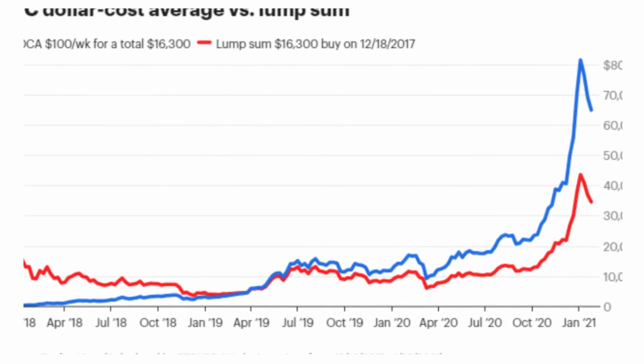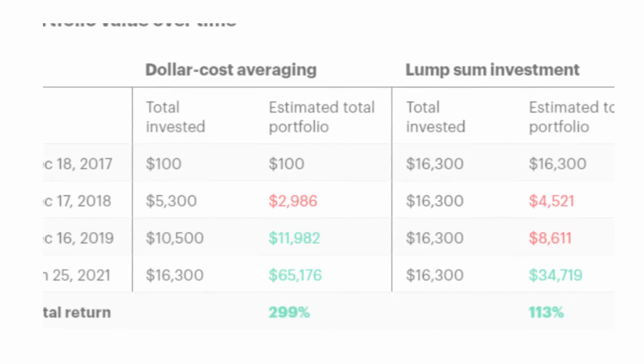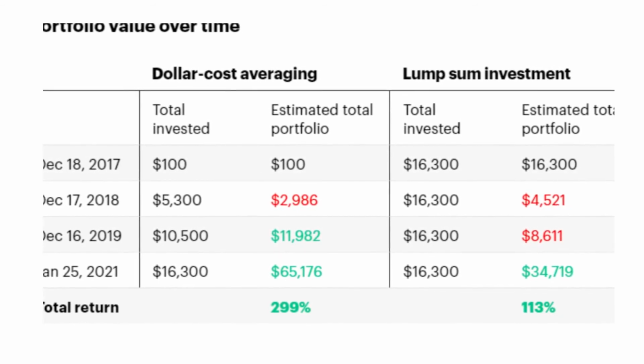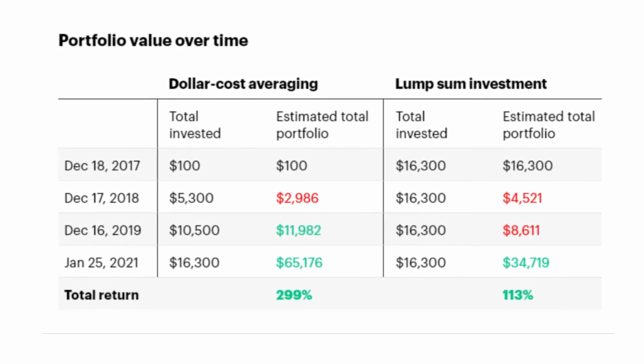For Bitcoin, let's dig into an example using the real world prices right as they approached Bitcoin's biggest downturn to date. If you invested $100 in Bitcoin every week starting on December 18th, 2017, you would have invested a total of $16,300, but on January 25, 2021, your portfolio would be worth approximately $65,000, a return on investment of more than 299%.